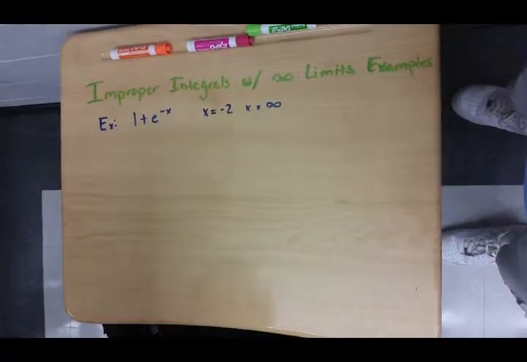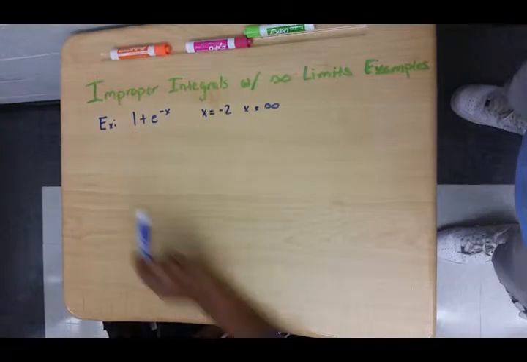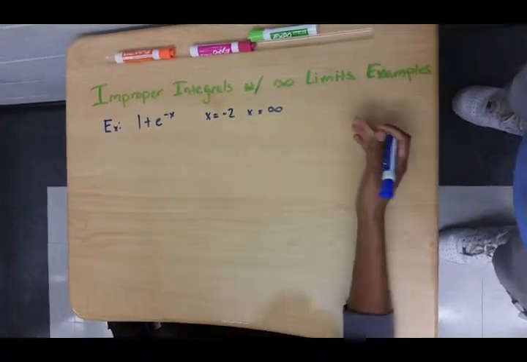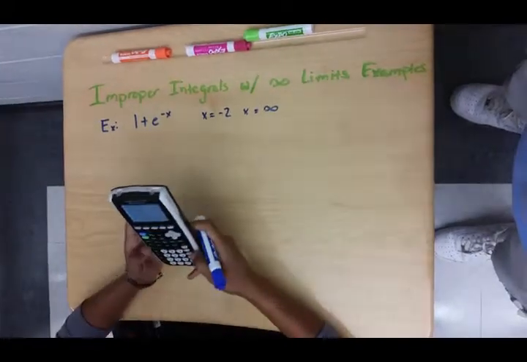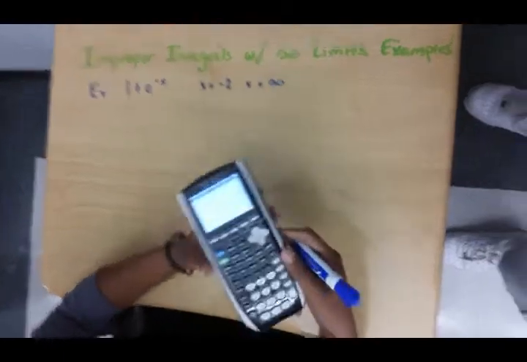Okay, so starting with some of the examples, our first example, we're going to do a problem which is going to be 1 plus e to the negative x. And we're going to use the bounds x of negative 2 and then x to infinity. So I'm going to graph that. And it looks like this.